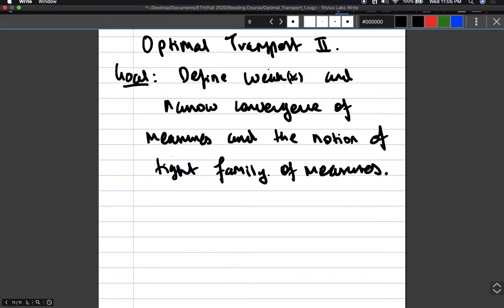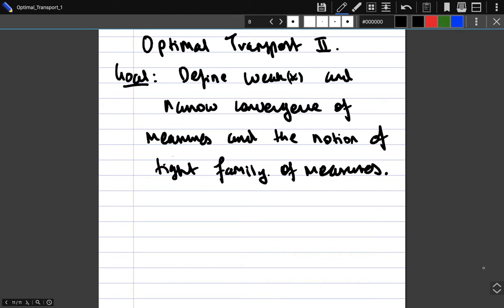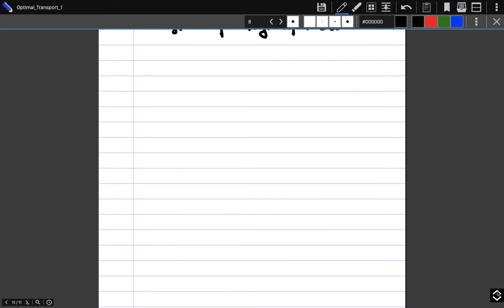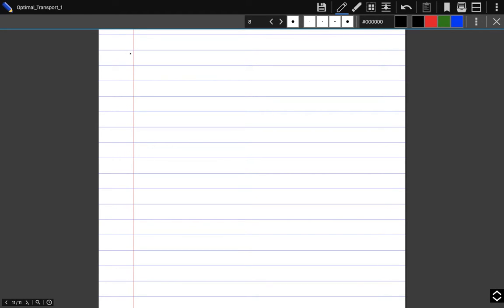Okay, so in the second part, we're going to talk about the notion of convergence for measures. In particular, what I want to do is define weak star and narrow convergence of measures. And then after that, I'll tell you what it means for a family of measures to be tight. So let's get started. So the first thing is how does one make sense of convergence of measures, right?